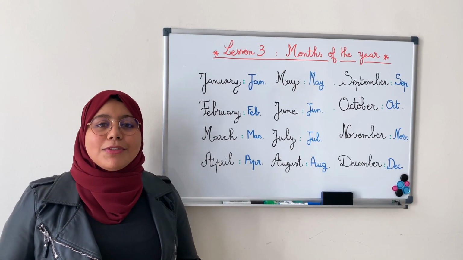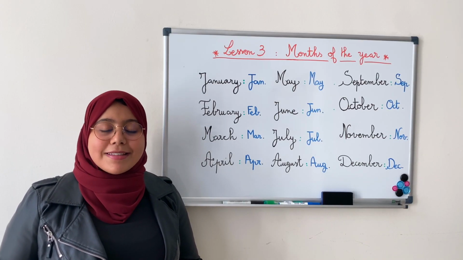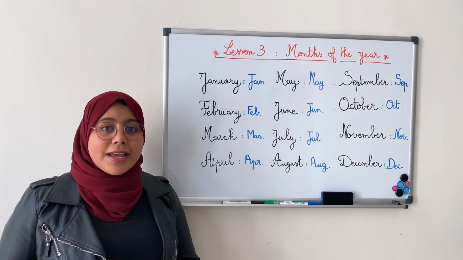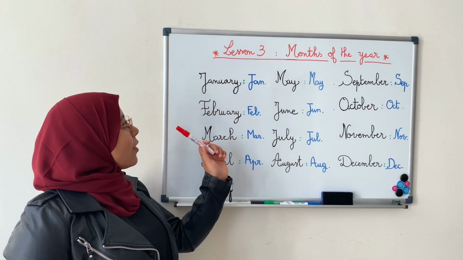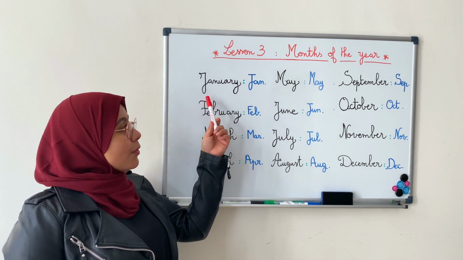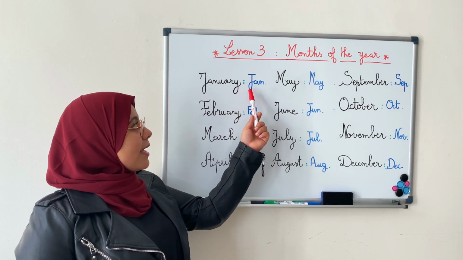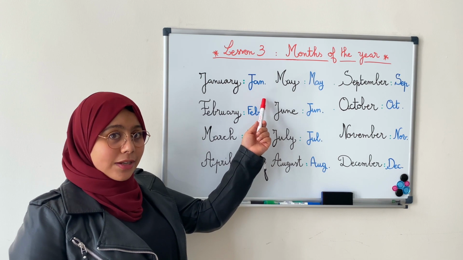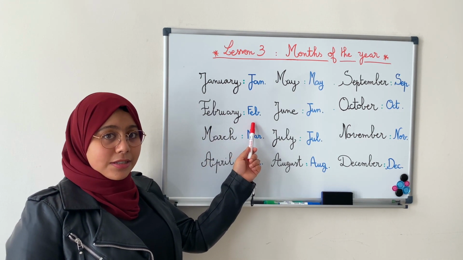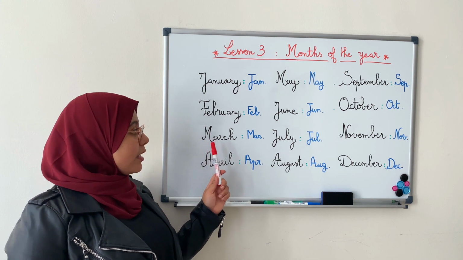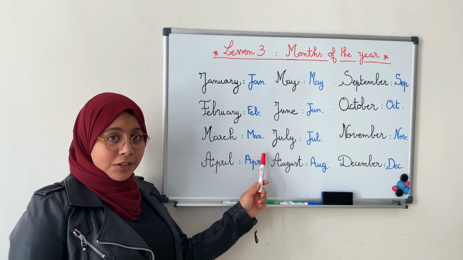Let's see now the abbreviations of the months of the year. I wrote the abbreviation of each month in blue. So January can be abbreviated as JAN dot. February, FEB dot. The abbreviation of March could be MAR dot.